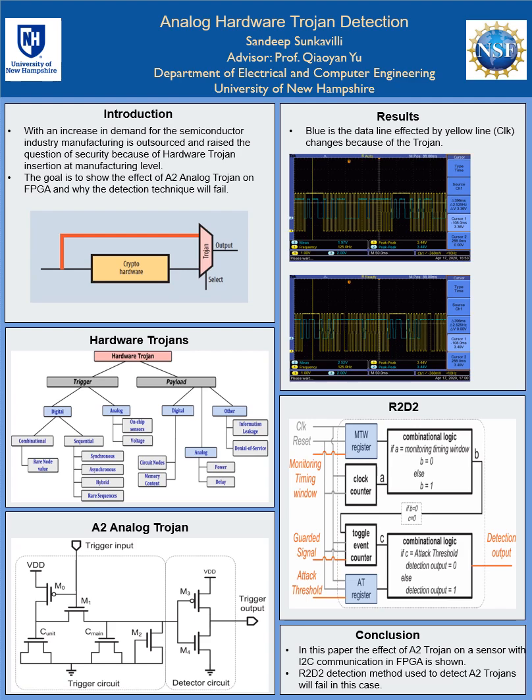And so the conclusion is that in this paper, the effect of an A2 Trojan on a sensor with I2C communication in an FPGA is shown, and it is also shown why R2D2 detection will fail in this particular scenario.